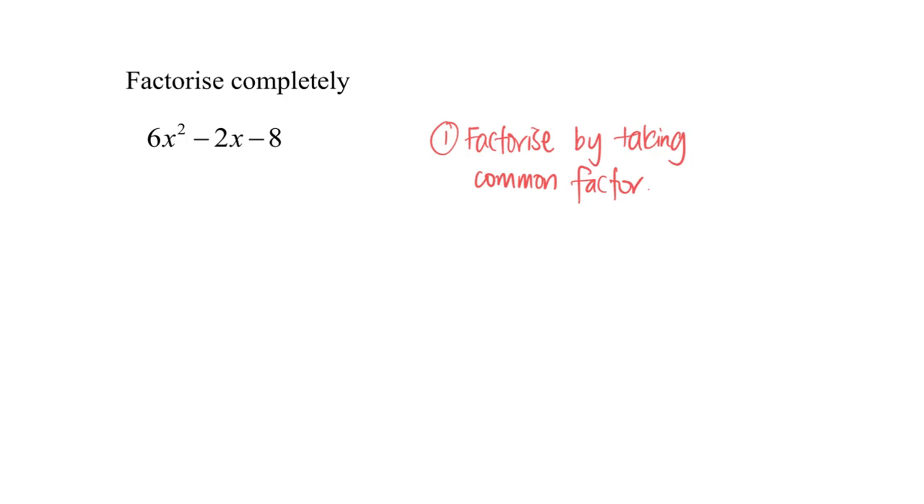2. So the first part to this question, I saw that all the numbers here can be divided by 2. So I take out 2 as the common factor. I'm left with 3 because 2 times 3 is 6. x squared minus x minus 8 divided by 2 is 4.